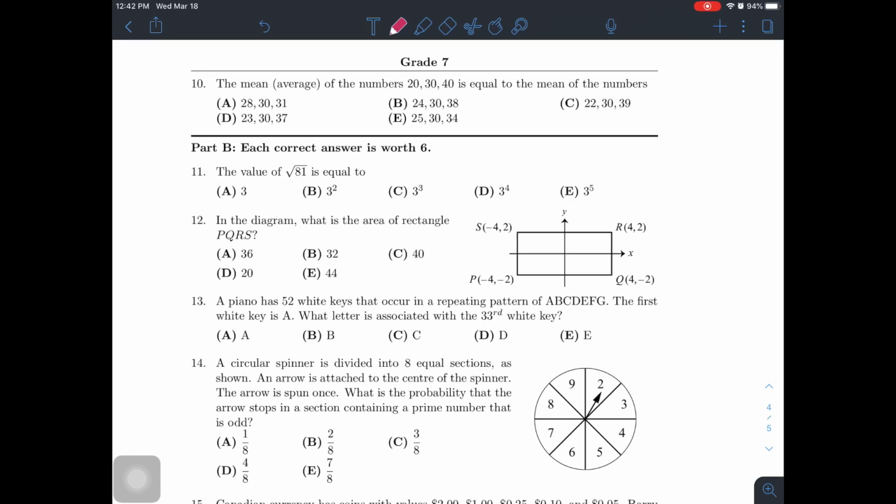Number 10. The mean average of the numbers 20, 30, 40 is equal to the mean of the numbers. So if three numbers' averages are equal, then we know that their sum is also equal. And if you look, we see that 30 appears in all of the answers, so we can cross 30 off in all of them. The rest of the two numbers must equal 20 plus 40, which is 60. Looking at all of the answers, 23 plus 37 is 60. So D is the correct answer.